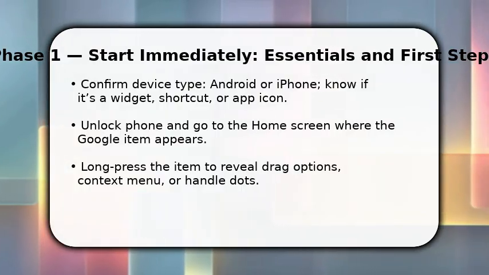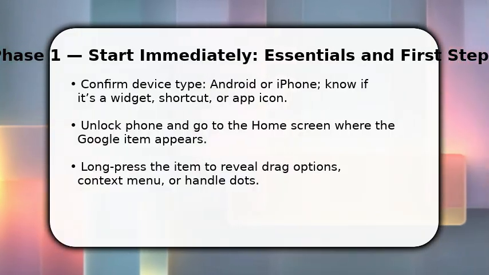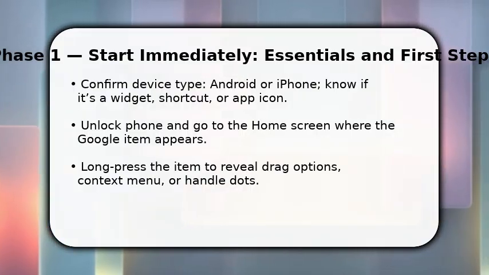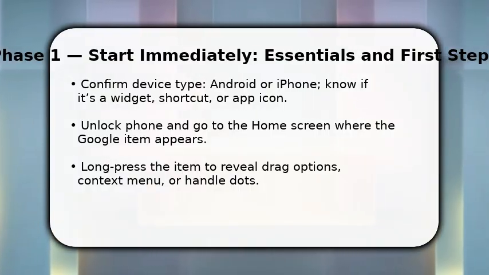Long press the Google item until a contextual menu or drag handles appear. This opens the exact controls you need to remove it. Make sure to note whether the option says remove from home or uninstall, because those do different things.